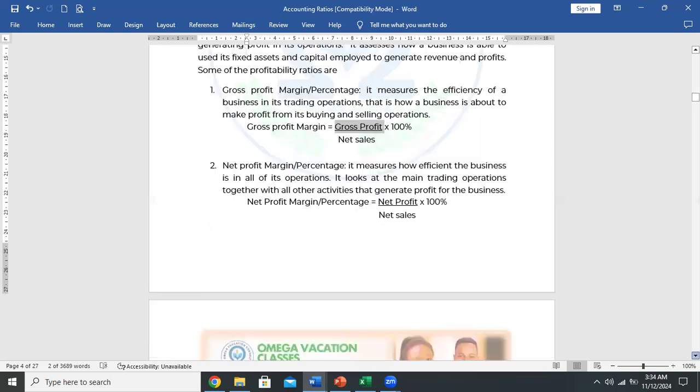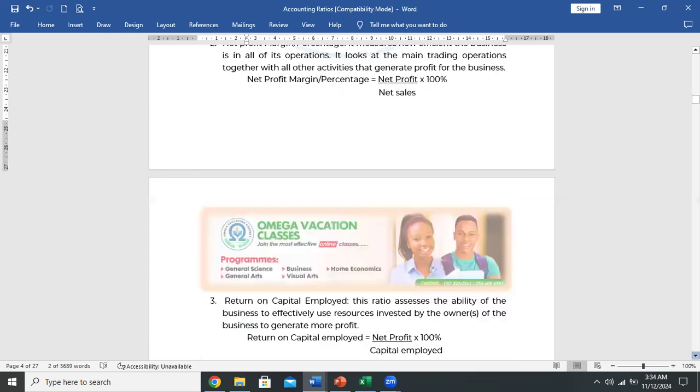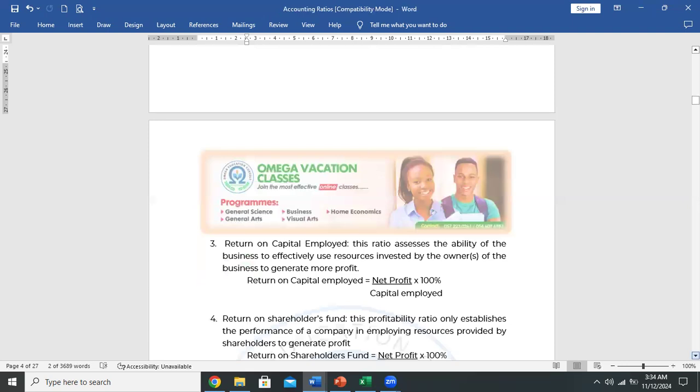The next ratio is what we call return on capital employed. Last time I asked the student, what is capital employed? And he told me it is the capital you employ in a business. As simple as that. So we know that capital employed refers to the quantum of resources that has been invested in the business. If we look at return on capital employed, we want to see how the resources we have invested in the business are yielding returns or profit.